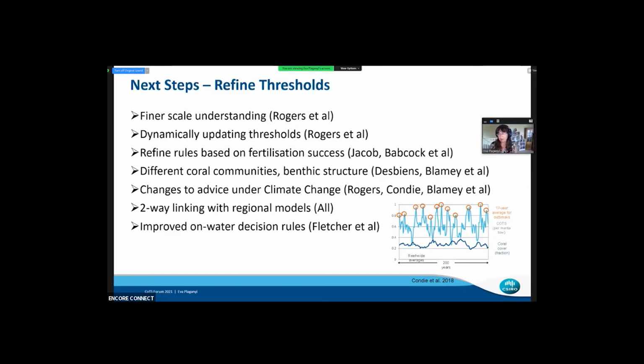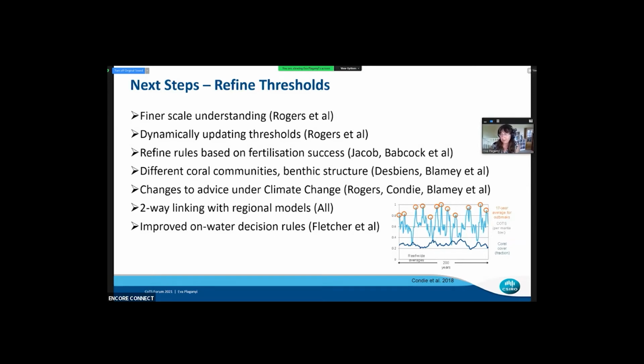There's also other important factors we've heard a lot about at this workshop, such as the importance of fertilization success and spawning. How can we test how to do better with these rules? And these models can integrate all of these factors. We also have Amy Despians joining our modeling team, as well as Laura Blamey, looking at different coral communities and benthic structure and how we should modify these rules. Jacob's going to tell you a little bit about what this looks like under changing climate, for example.